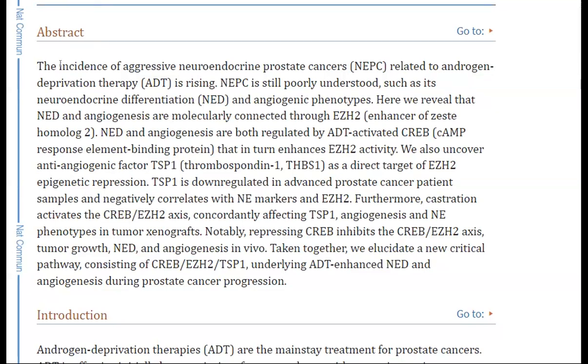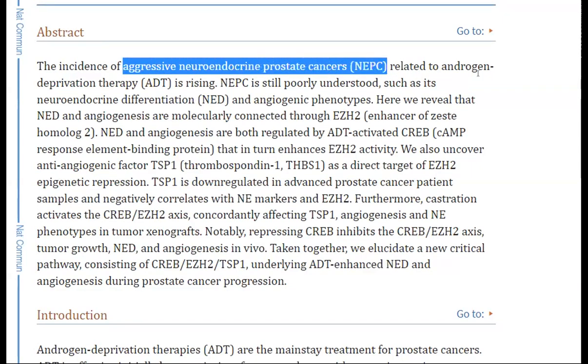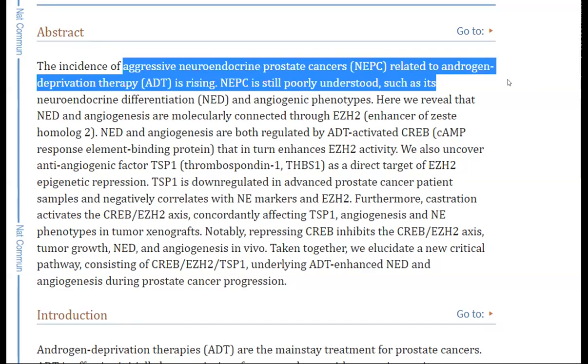This is a 2018 article. There are many more articles, but this article states that the incidence of aggressive neuroendocrine prostate cancers related to androgen deprivation therapy is rising. This is without going into all these molecular details. It is good to keep in mind this entity so that the patient can be biopsied appropriately if lesions that have been responding suddenly go berserk.